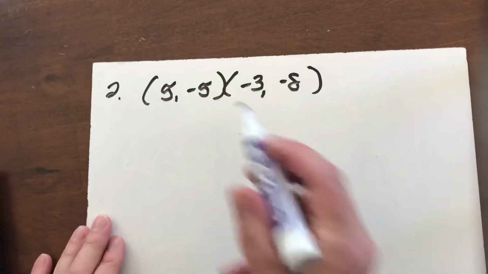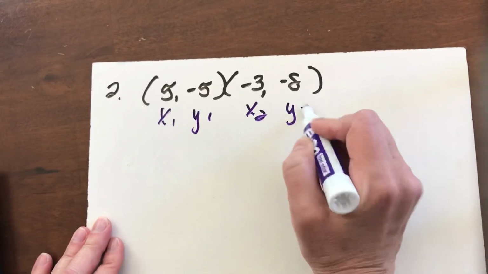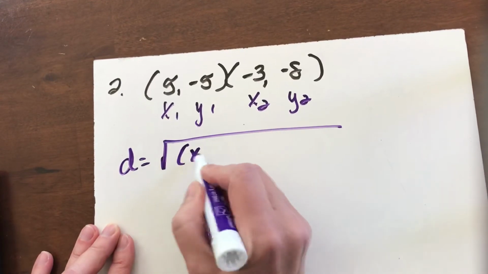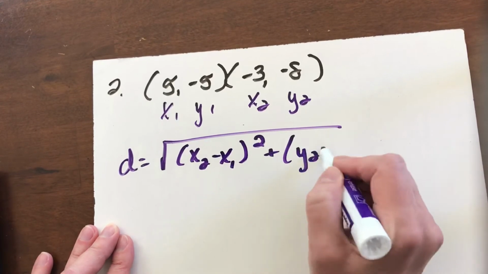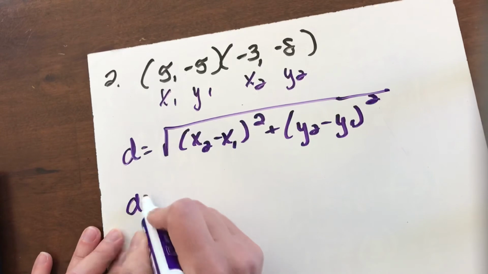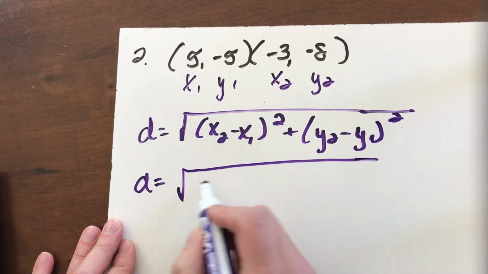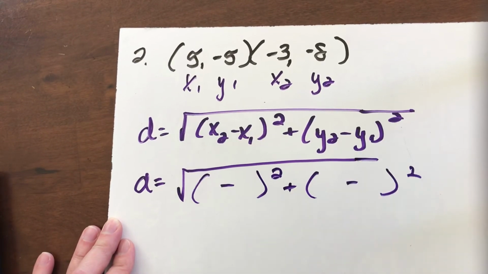Again, distance formula, we have x sub 1, y sub 1, x sub 2, y sub 2. Our distance formula, again, I'll rewrite it, is x sub 2 minus x sub 1 squared plus y sub 2 minus y sub 1 squared. So let's just plug in. If you guys do the long radical sign and then put your parentheses and the minus signs, you're less likely to make a mistake when you plug numbers in.